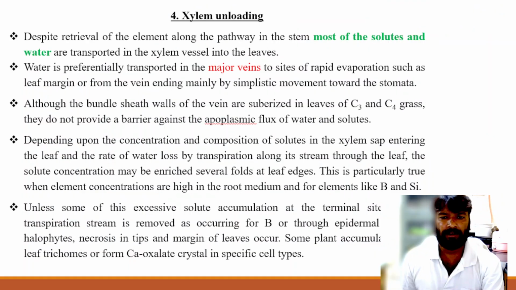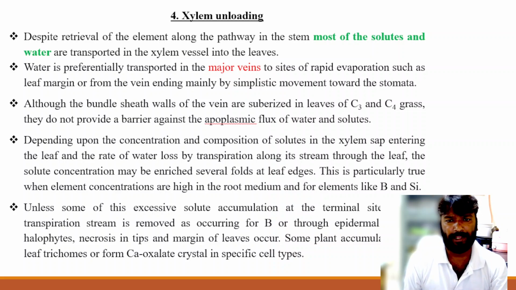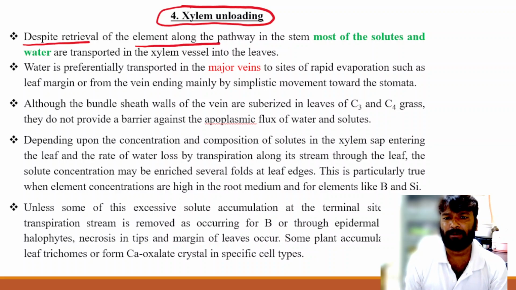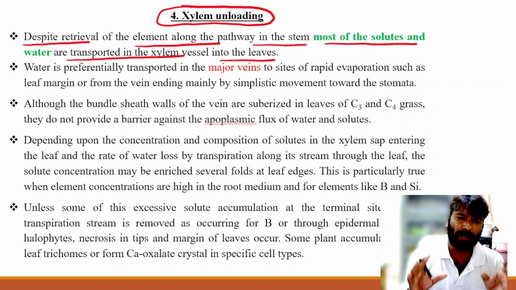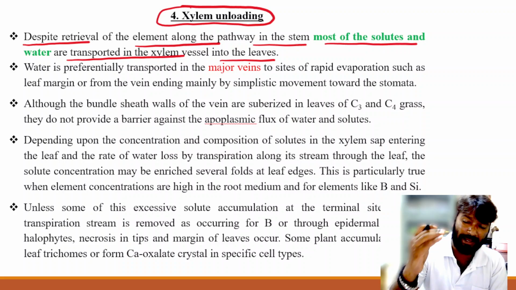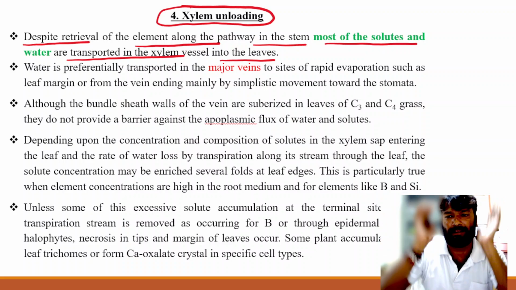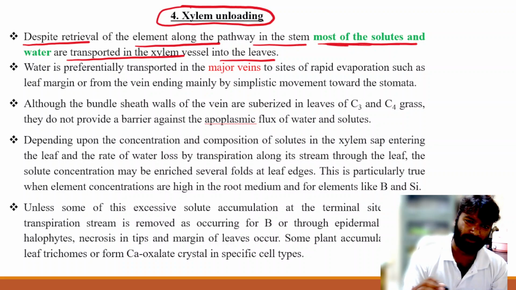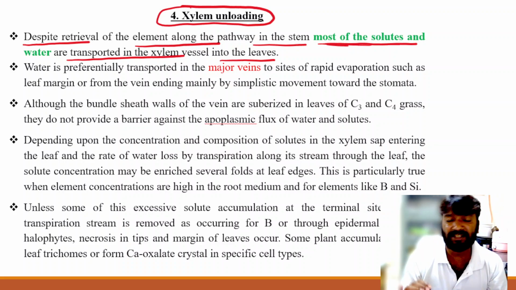Okay, now next, xylem unloading. First we loaded the xylem, now we unload the xylem in the aerial portions. Despite retrieval of the elements along the pathway in the stem, most of the solutes and water are transported in the xylem stream into the leaves. Retrieval is a process by which some nutrient supply can happen, but what is the main pathway? Where the xylem flow is coming. Most of the solutes are transported in the xylem, so xylem unloading is crucial.